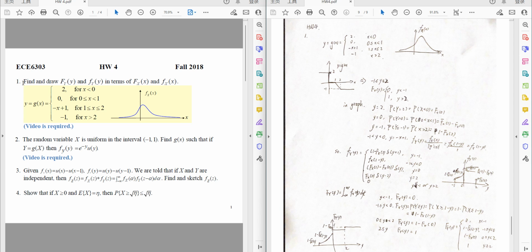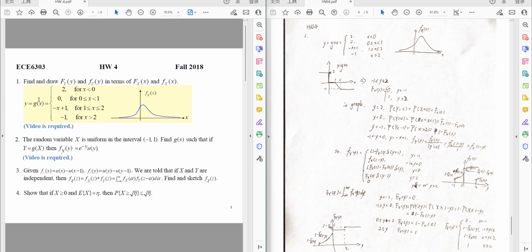Now, let's focus on our question 1. First of all, we need to find and draw Y's probability mass function and the density function in terms of the mass function and density function of random variable X.